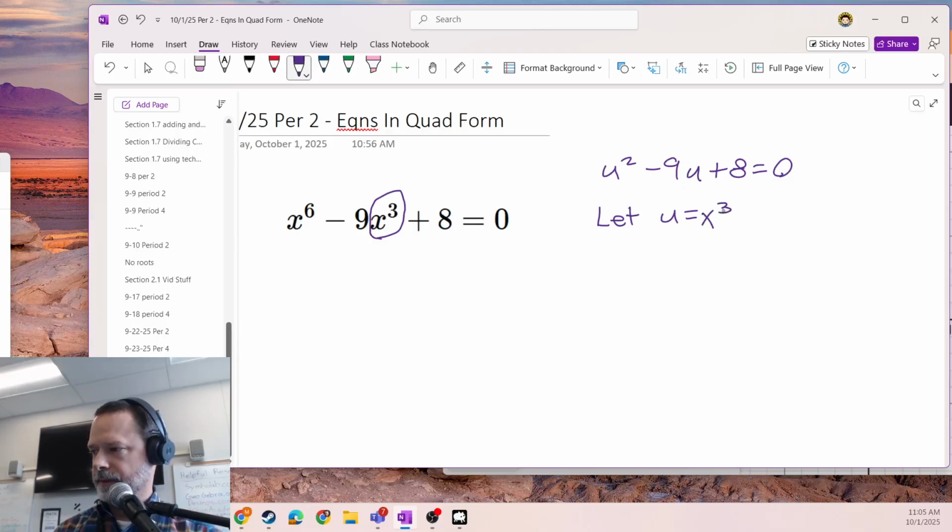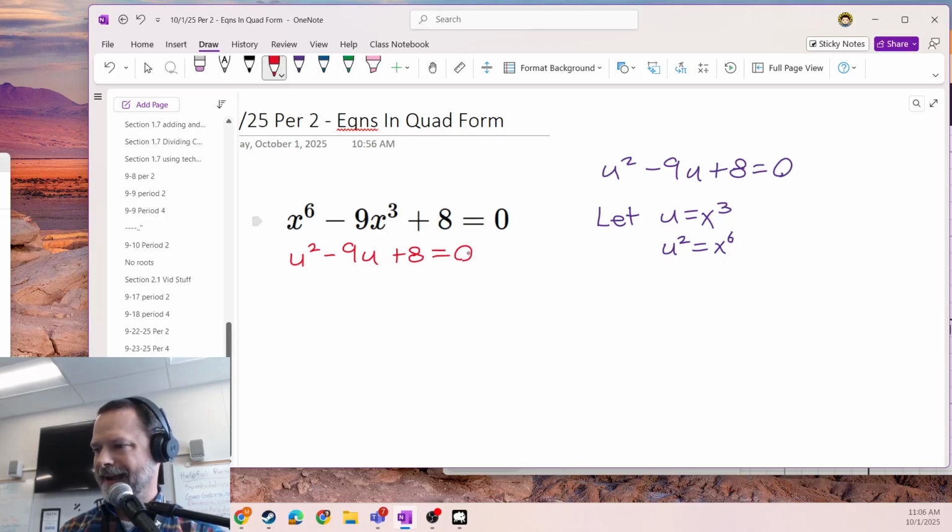x cubed. If u is x cubed, what would u squared be? In other words, square both sides and you get u squared is x to the sixth, which is right here. Love that. Okay. So now if that's the case, we can rewrite this exactly the way I like to see it. I have now u squared minus 9u plus 8 equals 0. I have that now.